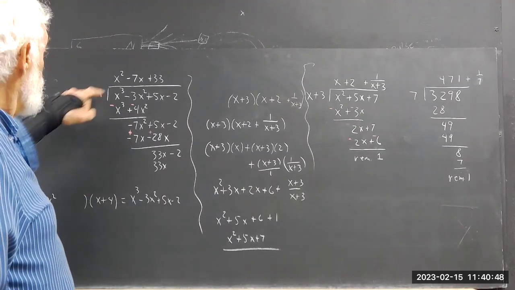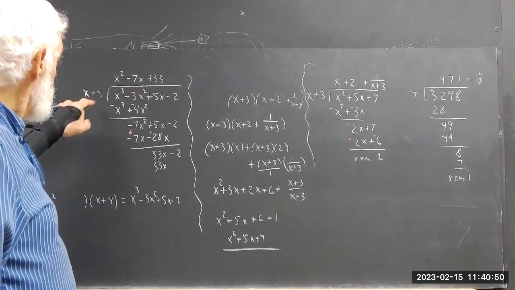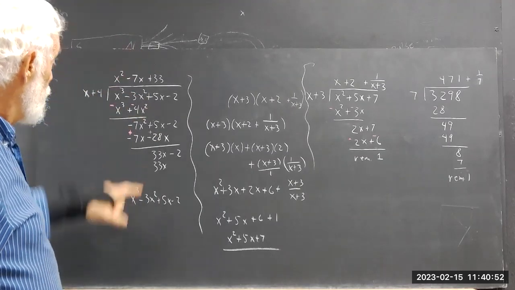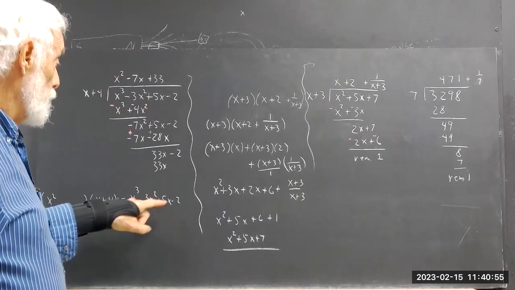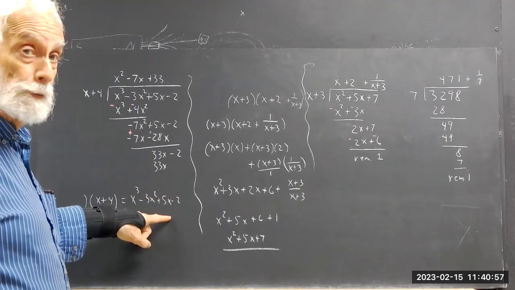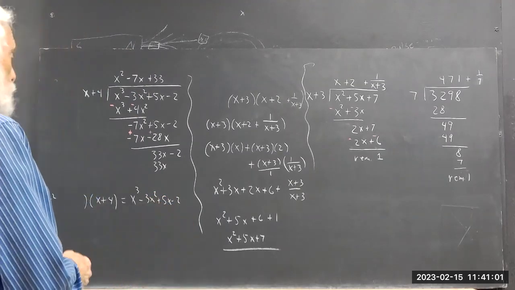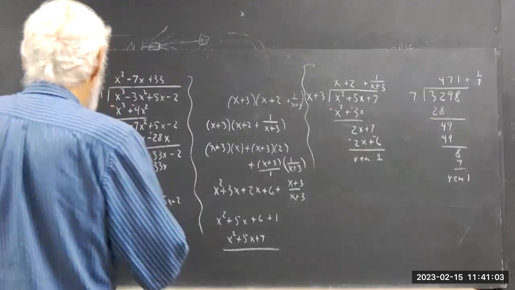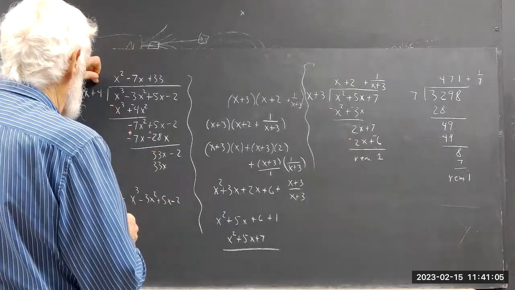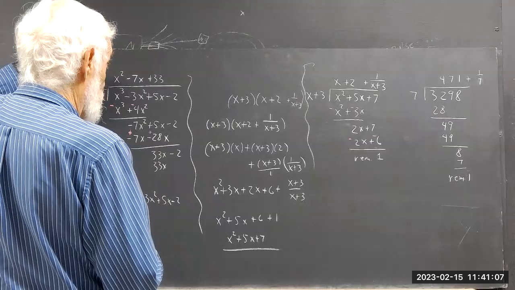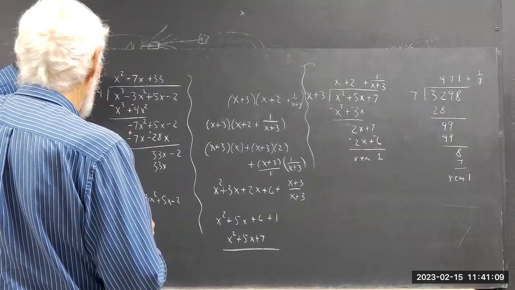You see we've got this times this. If I just multiply this by what I've got here, I'm going to get x cubed, negative 3x squared, and a 5x. But I'm not going to get a negative 2. Well, how do I take care of that? I complete the algorithm. I multiply 33 by 4, and that gives me 132.